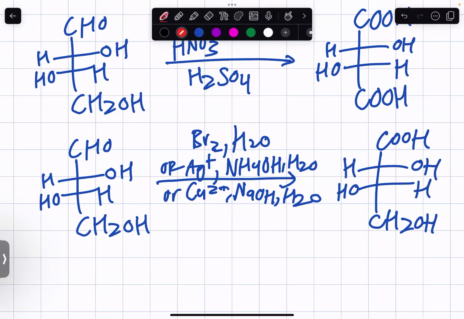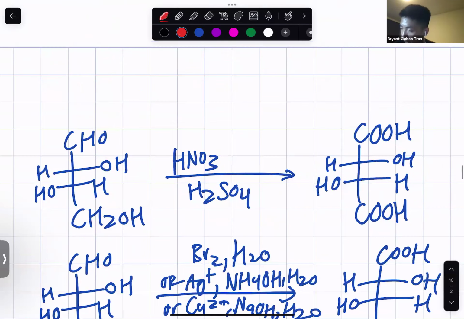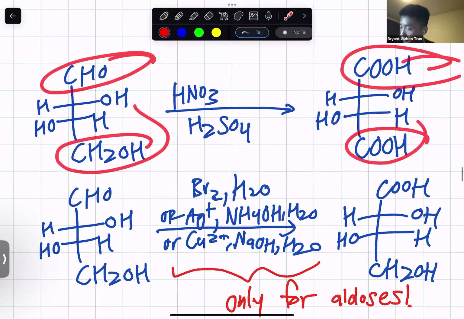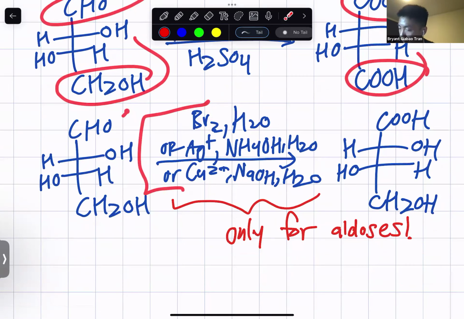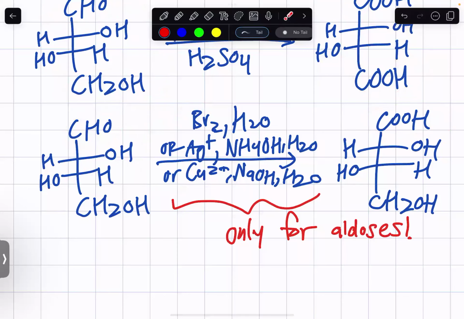Okay. So it works on the aldehyde group. Yeah, the aldehyde group. But HNO3 does not care. It will oxidize both the top and bottom carbon to carboxylic acids, whereas these three reagents here will only oxidize the top aldehyde carbon to the carboxylic acid here. Got it.